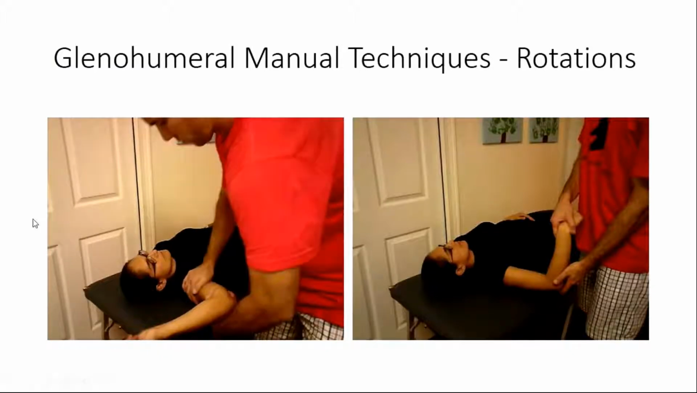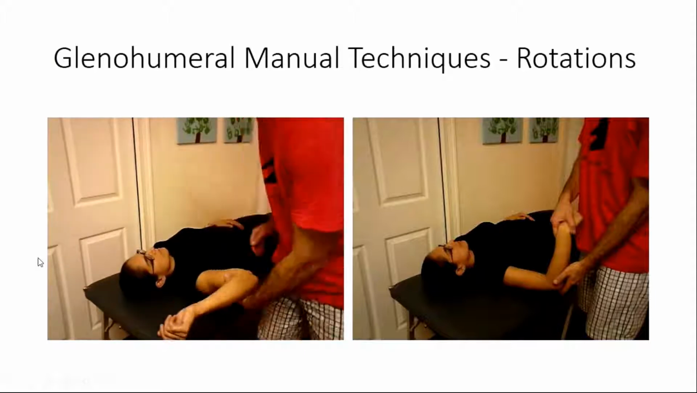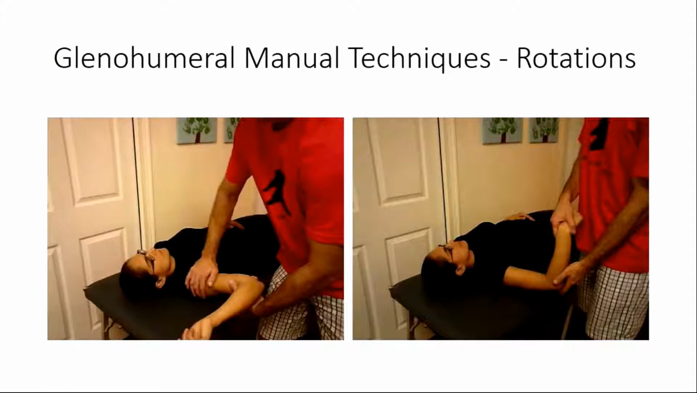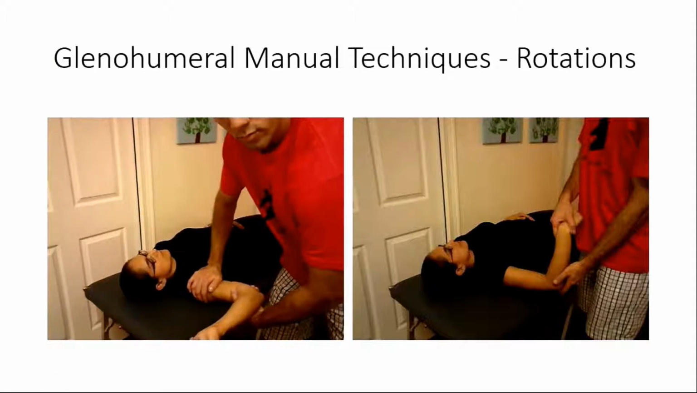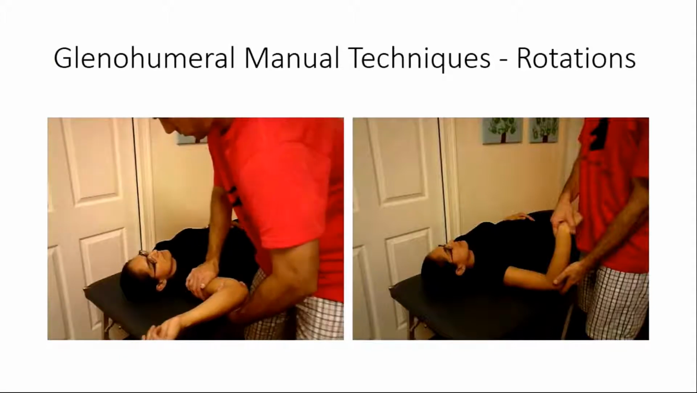For rotations, this would be your traditional external rotation mob. So you get them into ER, same deal, support that humerus really nicely, in this case with the left hand. Take the right hand, and then it's just a posterior glide on the proximal humerus, right?